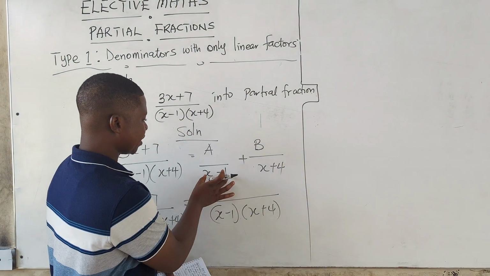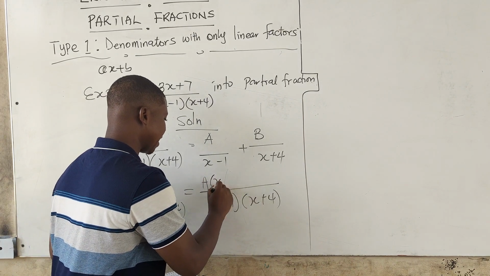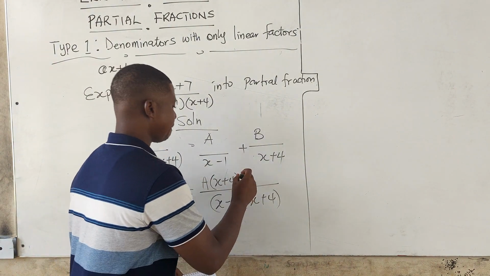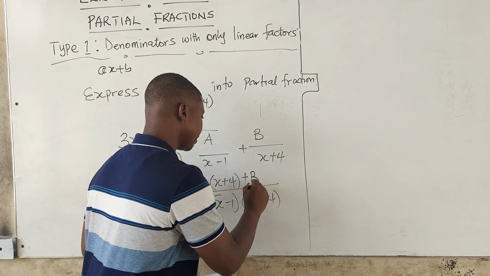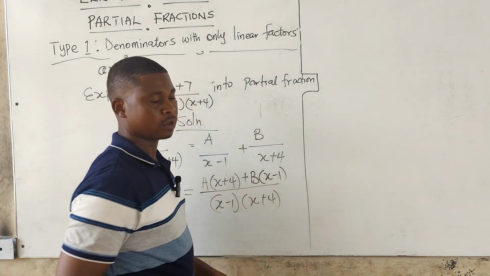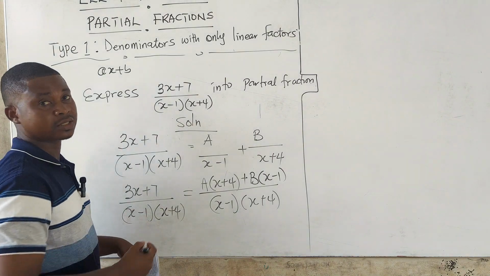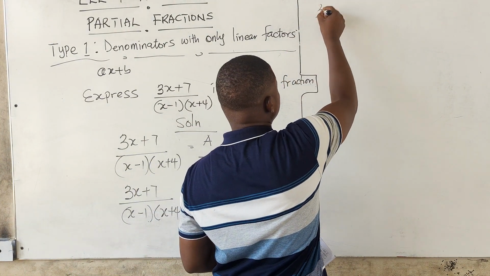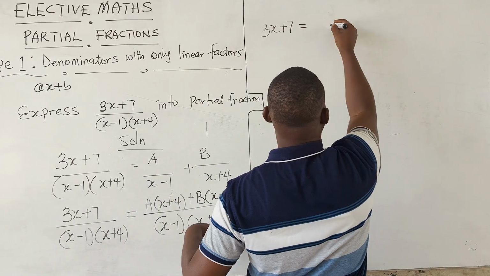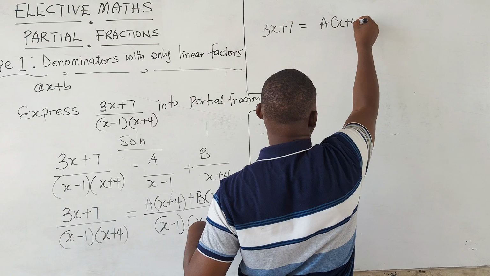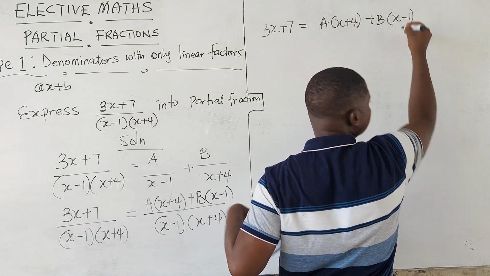x minus 1 goes into that, and you are going to have x plus 4. So A multiplies x plus 4, plus, then this one also cancels, so we have B multiplying x minus 1. At this stage, the denominators are the same, so they cancel out. So we have 3x plus 7 is equal to A(x plus 4) plus B(x minus 1).